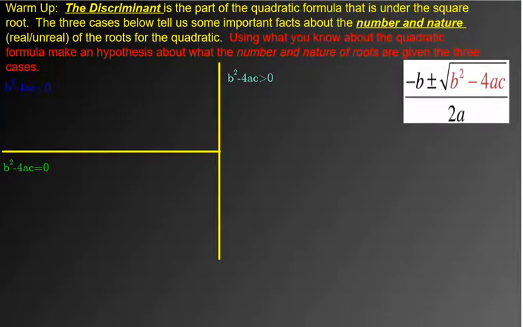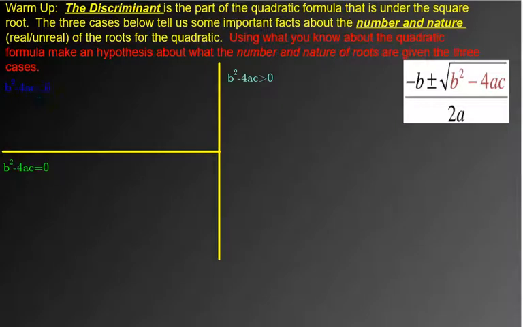So the goal for today is to talk about a very important characteristic of a quadratic, and that is something called the discriminant. So I've got the definition up here. It's really just the part of the quadratic formula that is under the square root. So this part over here, b squared minus 4ac. And it's important because it tells us something about the number and nature of the roots, and nature meaning like real or unreal roots.